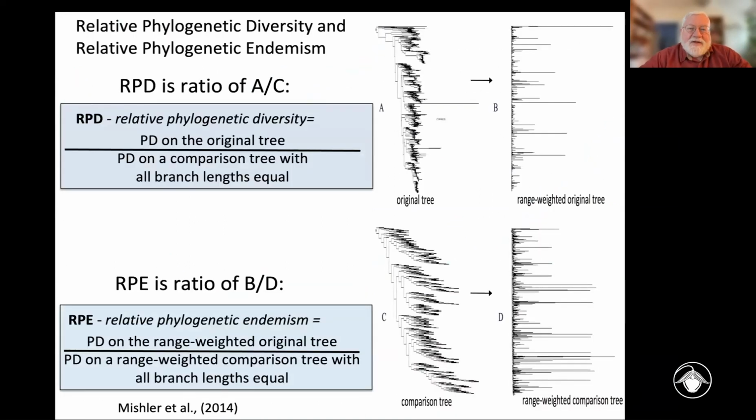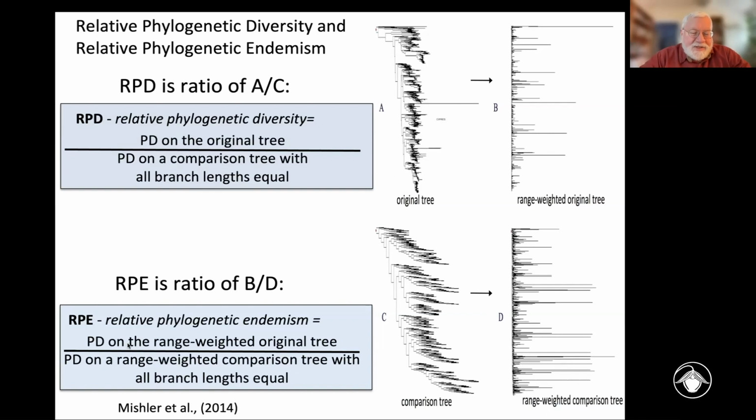Especially the relative phylogenetic endemism. Here is a review of what the topologies look like. There was that nice animation that we had in the first section, but here's the original phylogram in A, and then a range-weighted version of it. This is for the California flora. And then here is the comparison tree, the denominator of the 2 ratios. And then here's the range-weighted version of it. So when we do RPD, we're looking at this versus this, A versus C. And for RPE, we're looking at B versus D.